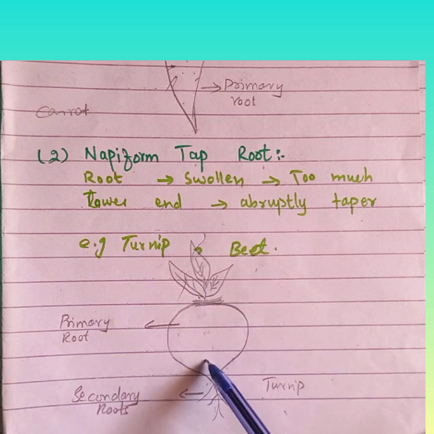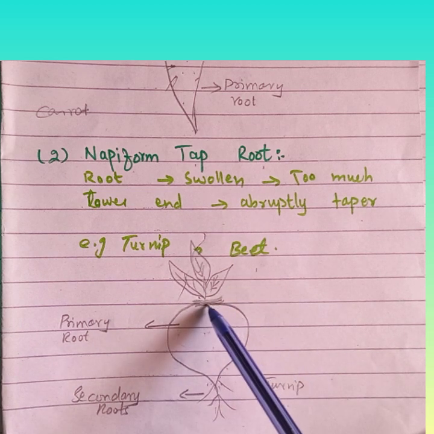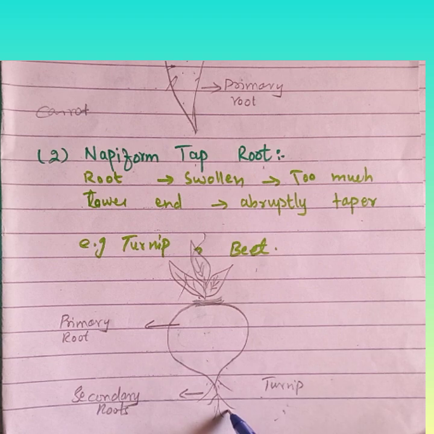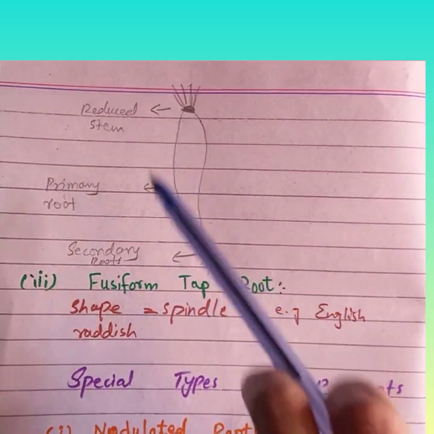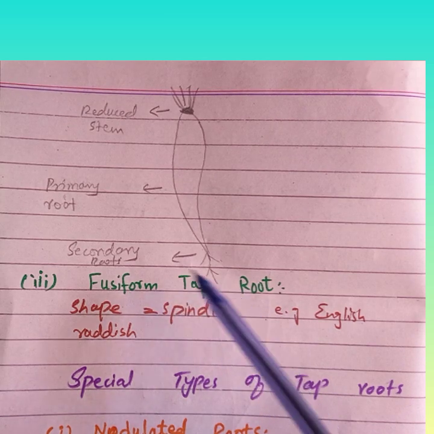So you may see here in this diagram, this is a turnip. This is the reduced stem, this is the primary root, while these are the secondary roots, and these are the leaves. The third type of modification of taproot is fusiform taproot.